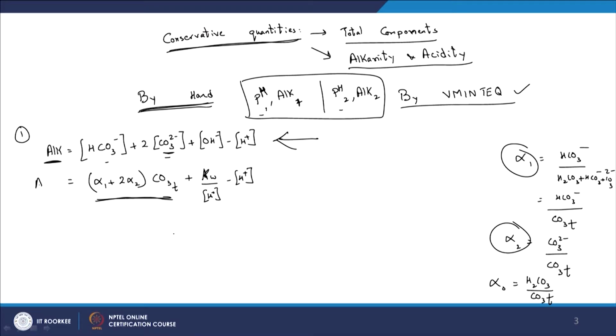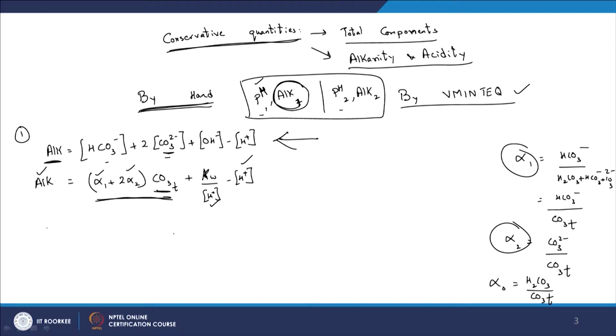So again, let's look at what we have here. What are the knowns and unknowns? So here alkalinity is a known value because it's given here, right. Alkalinity is a known value, and CO3 total is an unknown, it's a variable, but you know the pH, right. So H plus is a known value here, and for a given pH you can calculate obviously alpha 1 and alpha 2, and that's something we are aware of. So I'm not going to plug that in here again.